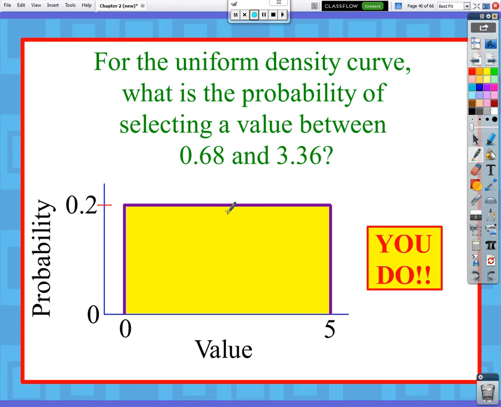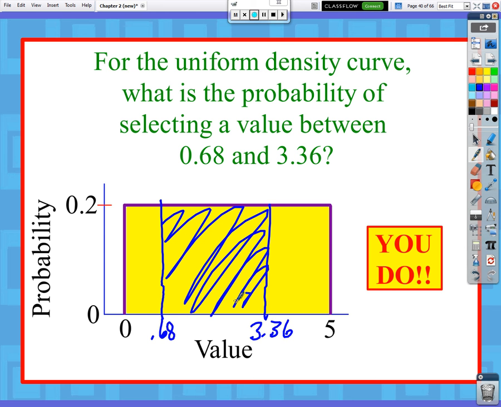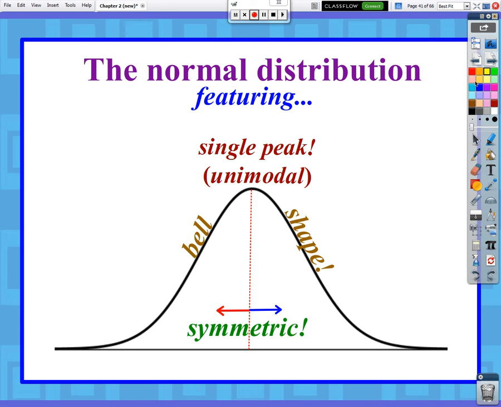So now what I would like you guys to try, and we'll discuss this tomorrow in class, is what is the probability of selecting a value between 0.68 and 3.36? So again, you can just approximate. We'll say, here's where 0.68 is, and somewhere up here, here's where 3.36 is. And so now what's the area of that rectangle? I'll let you guys try that one. If you want to pause the video so that you can work on it, do that now. And then you can resume the video so that we can see about normal distributions.